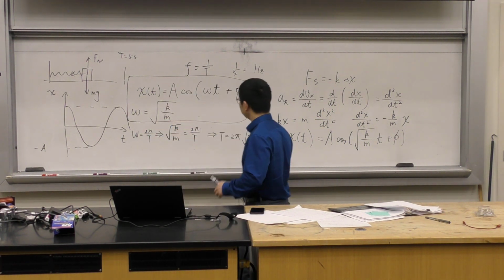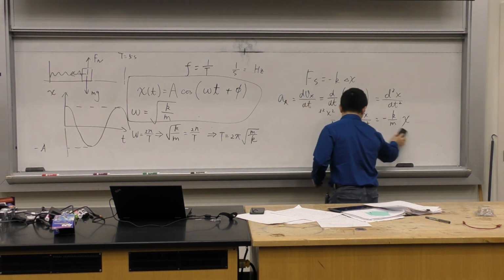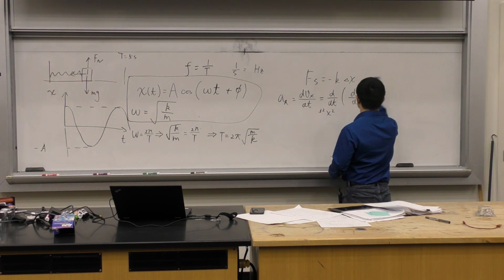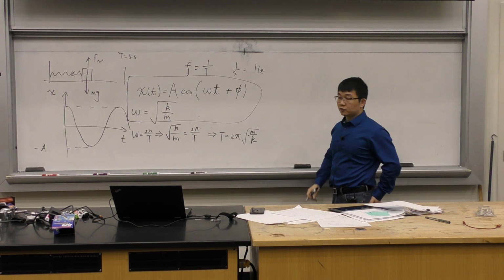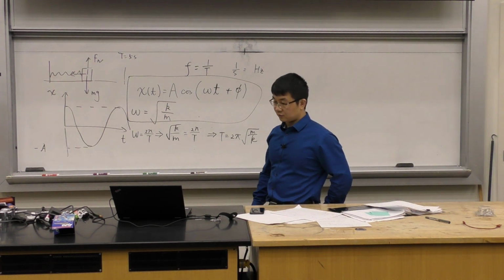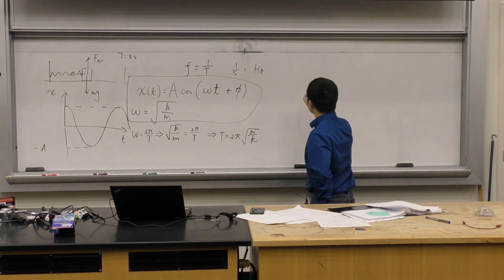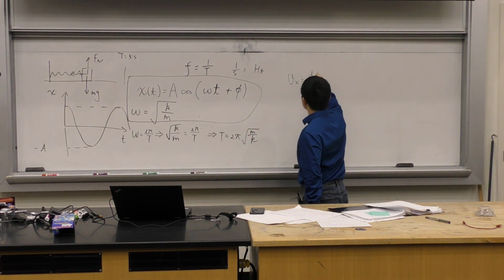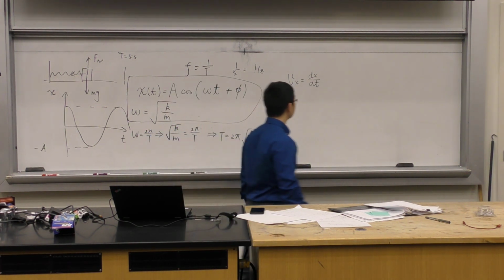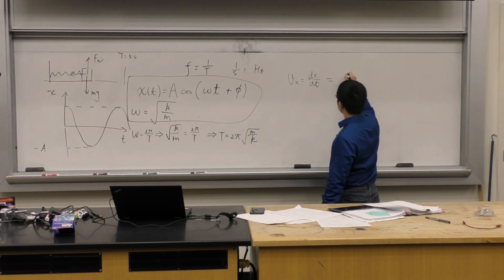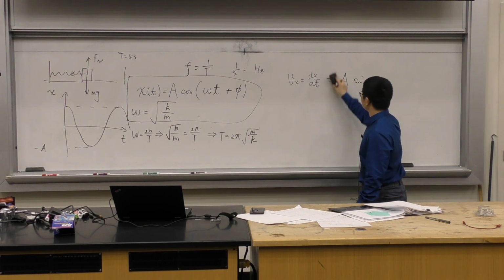Now, once I have this, I can also derive the expression for velocity and acceleration, okay? All I need to do is make use of the definition of velocity and the definition of acceleration, like we did. Velocity in the x direction is just dx over dt. You take the derivative, what do you get? You just get this, right? A doesn't change. You take the derivative of cosine, you get negative sine.